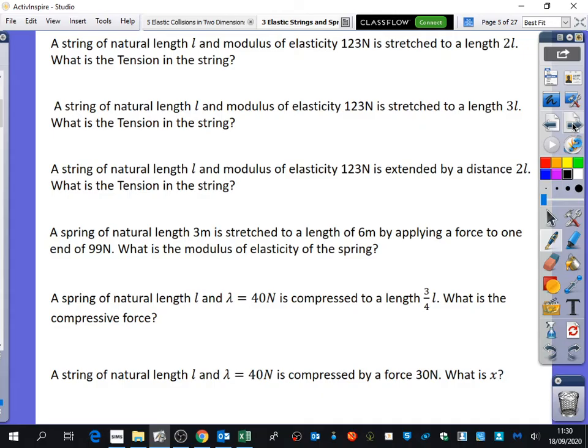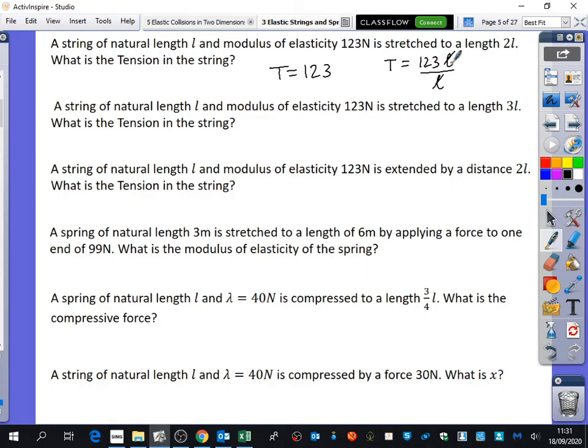So it has doubled in length. So the modulus of elasticity is 123. So the tension in the string would be 123, okay? For this particular first one, the tension would be 123 because it's doubled in length. If you can't see the logic that goes behind it, you could say that the tension is equal to lambda x over L. The extension from L to 2L is L, and the original length is L. And so you get that the tension is 123.